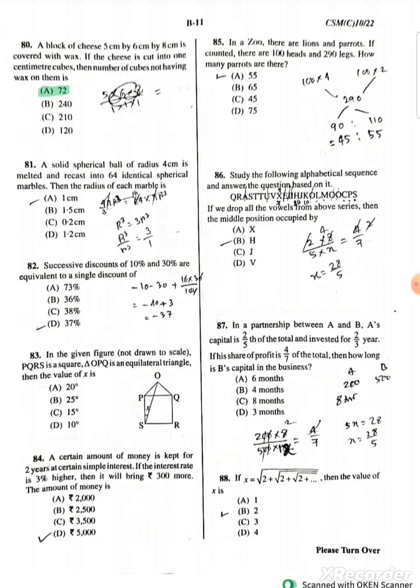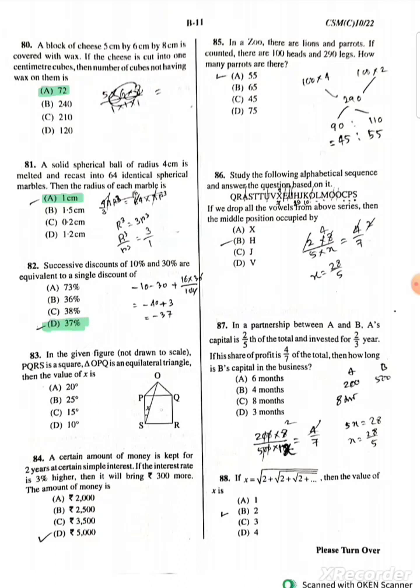A solid spherical ball of radius 4 cm is melted and recast into 64 identical spherical marbles. Then the radius of each marble is 1 cm. Successive discounts of 10% and 30% are equivalent to a single discount of 37%.